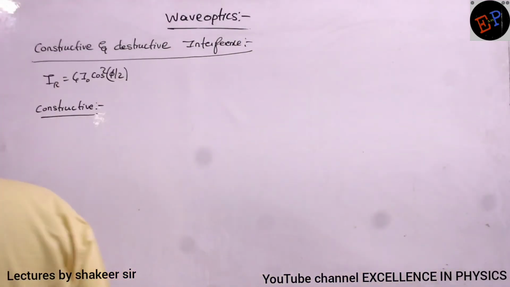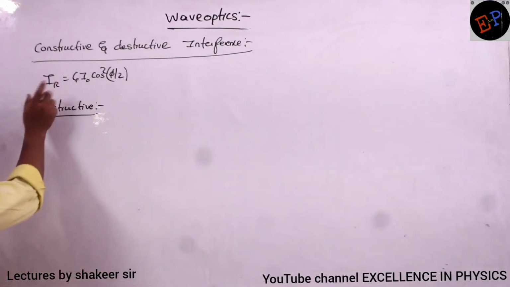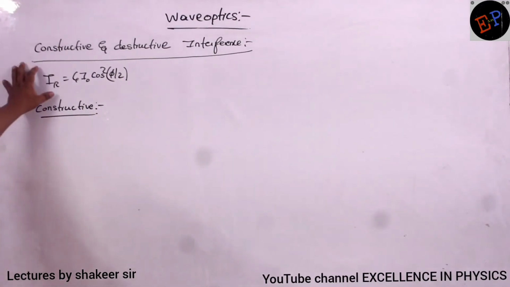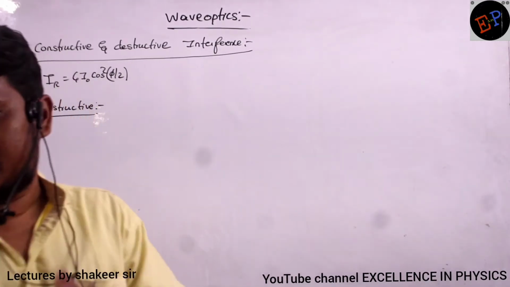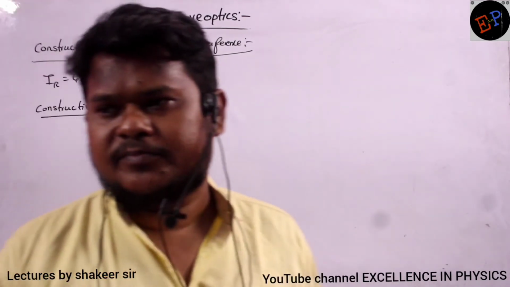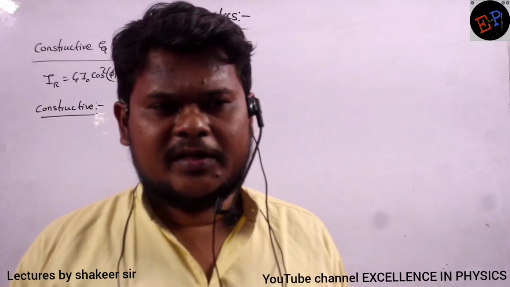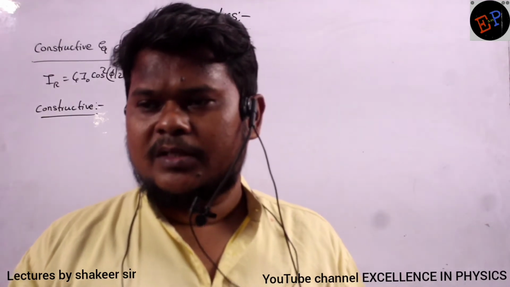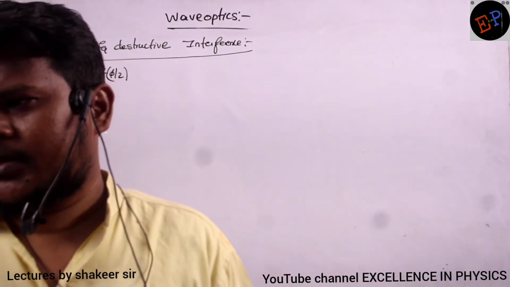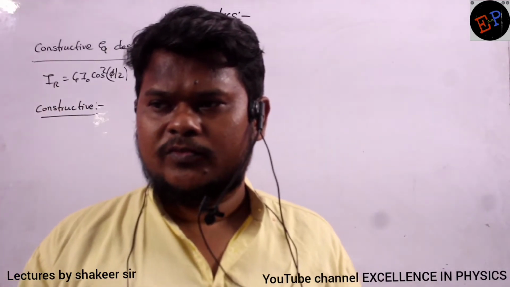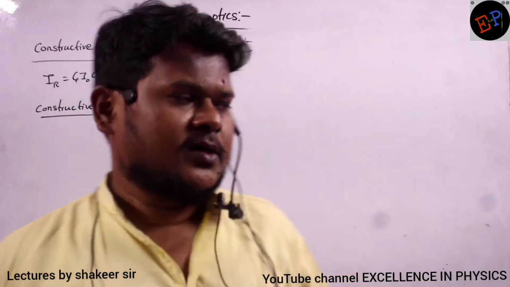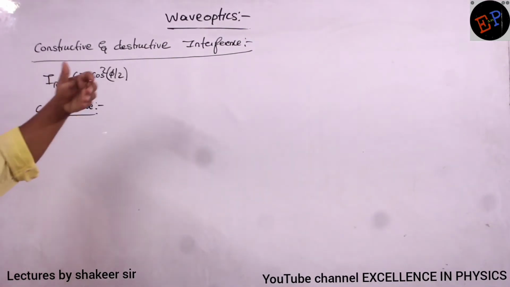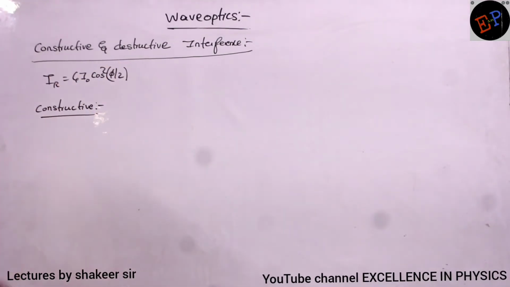Listen. Next, this is the resultant intensity we have calculated: 4 I naught cos square(phi/2). Now this intensity will become maximum in which condition? This intensity will become minimum in which condition? Intensity means brightness. Brightness will be maximum in which condition? When it is constructive interference. And the intensity will become 0 when it is destructive interference. So now I want to find out at what phases the intensity will become constructive and destructive.